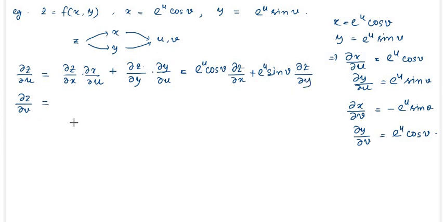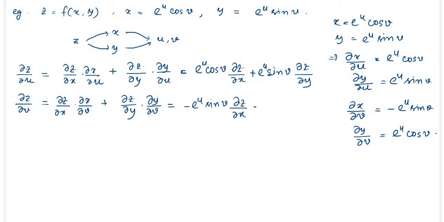Similarly, del z/del v will be del z/del x into del x/del v plus del z/del y into del y/del v. Just put the values. Del x/del v we got as minus e to the power u sin v, into del z/del x, plus e to the power u cos v into del z/del y. So these are the applications of the chain rule.